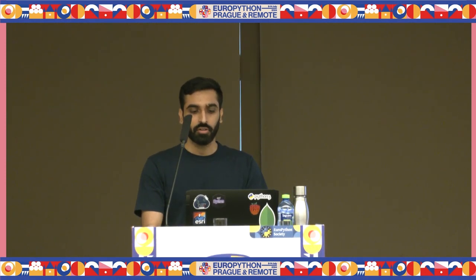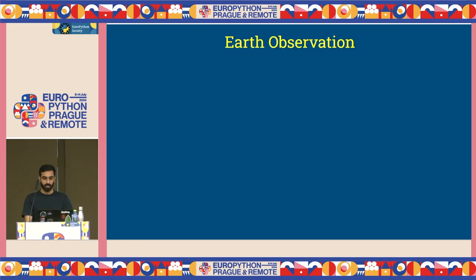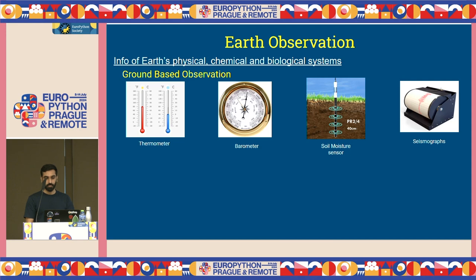So my talk is about Earth observation through large vision models. I work mainly on the intersection of satellite data and AI. So let's get started. What is Earth observation? And how do we observe events occurring on Earth? The gathering of information about Earth's physical, chemical, and biological systems is known as Earth observation.